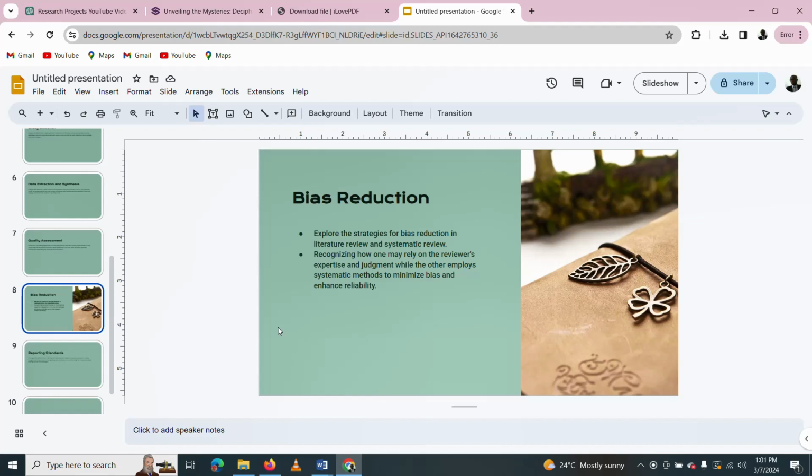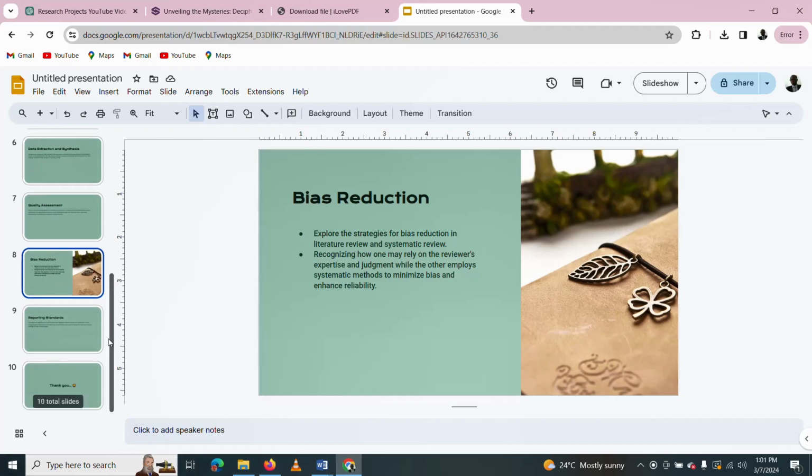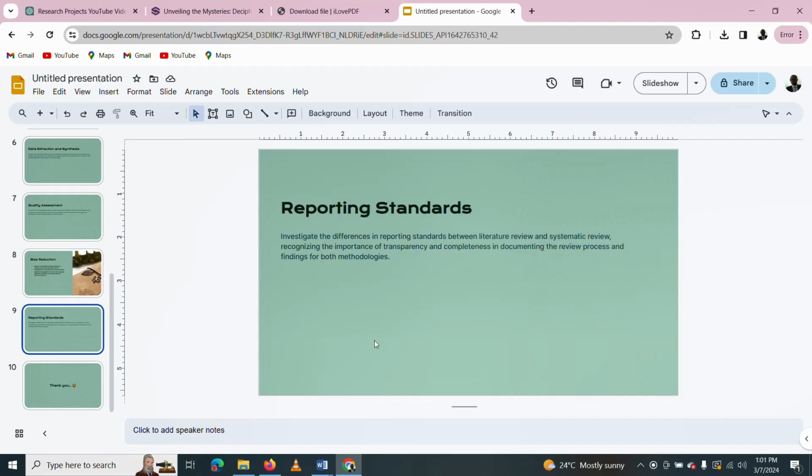So our number eight is reporting standards. There are differences between the literature review and the systematic review. While both methodologies emphasize transparency and completeness in reporting the review process and findings, a systematic review follows standardized reporting guidelines, such as PRISMA, which is preferred reporting items for systematic reviews and meta-analysis, to ensure consistency and rigor in reporting.